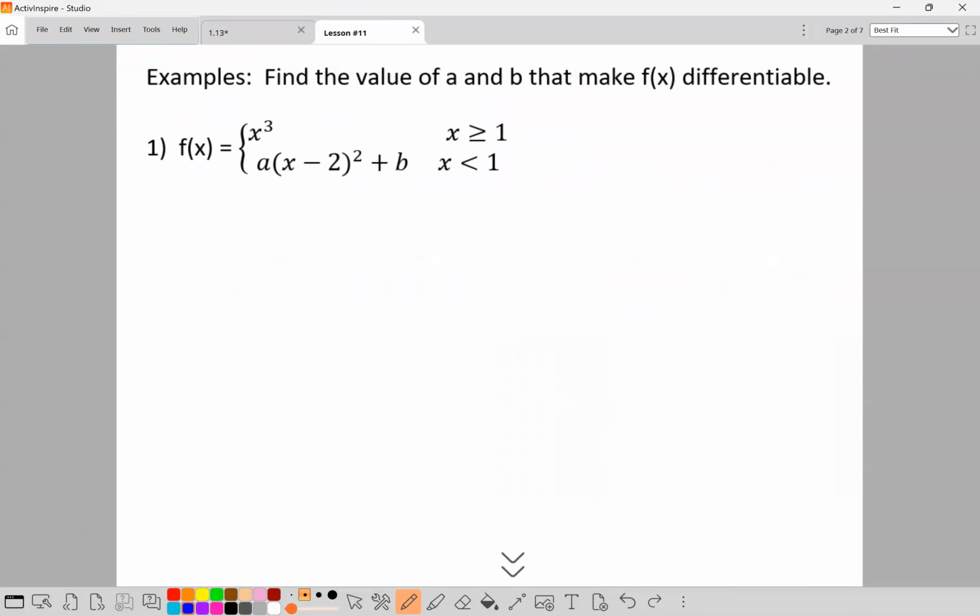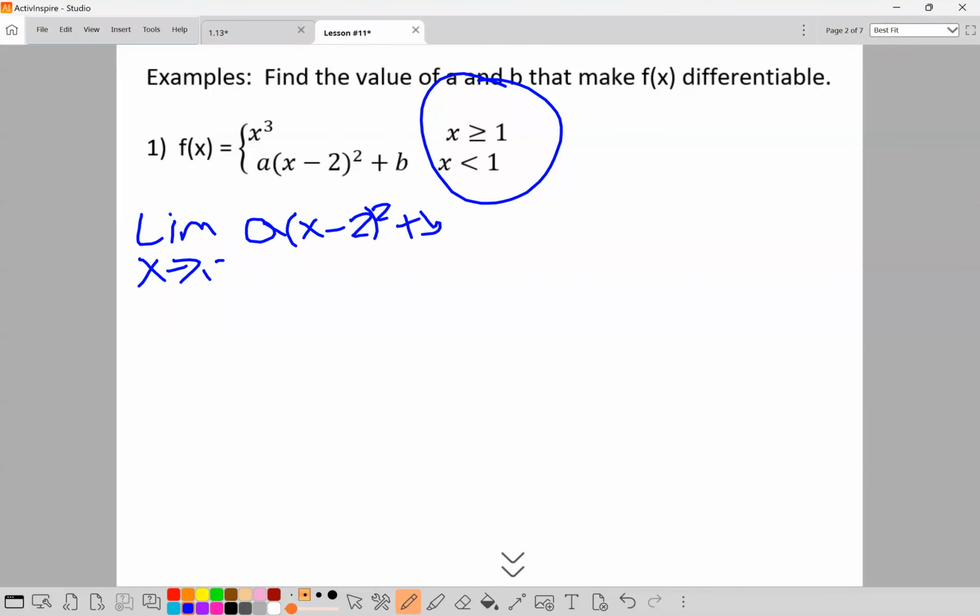So in order to test for continuity, remember that our value of interest is 1. So we're going to check to see if 1 is defined in our function, and 1 cubed is, of course, 1, so it's good to go there. Let's just jump right in and test the limits, right? So we'll say the limit as x approaches 1 from the left side, and I want to use the left part of the function. So that would be x minus 2 squared times a, plus b, right? And then we also want to test the limit as x approaches 1 from the right. And here we'll use the right part of the function, which is x cubed, okay?